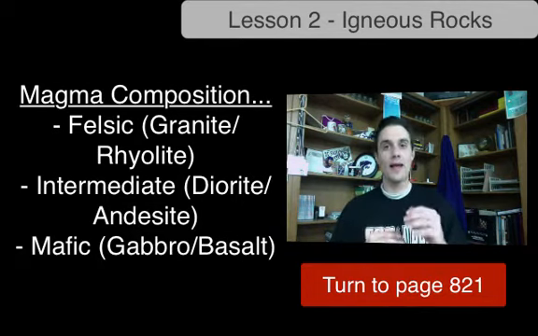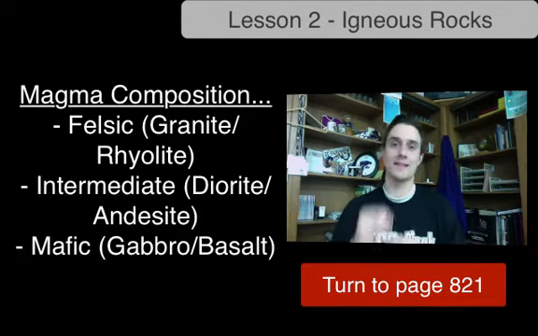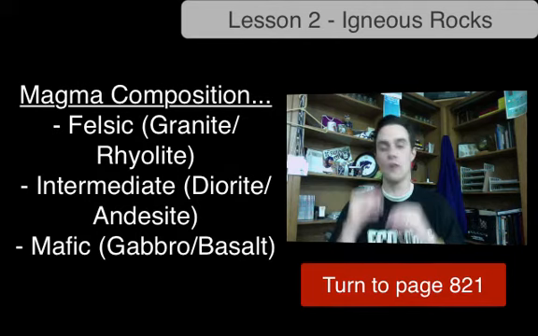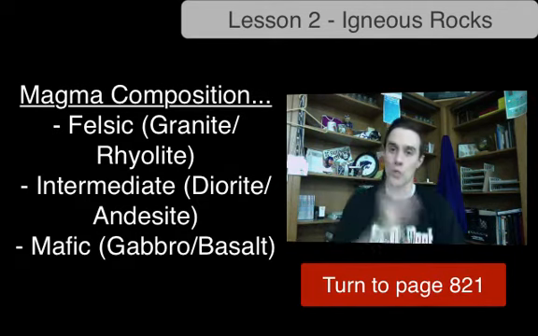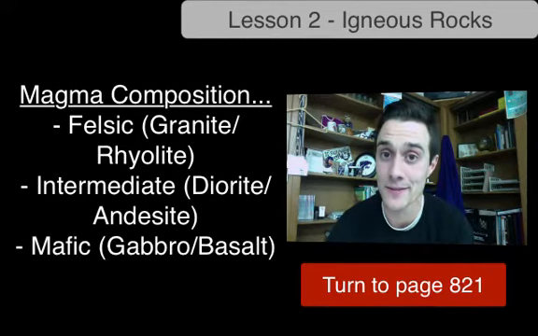Now, granite and rhyolite, very similar composition. Diorite and andesite, very similar composition. Gabbro and basalt, very similar composition, but all different rocks because of where they cool and crystallize. Alrighty?